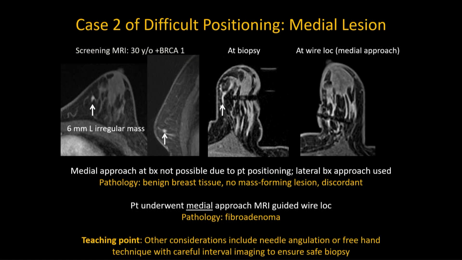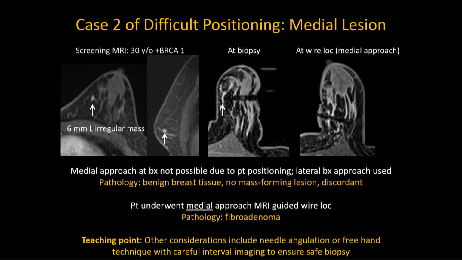Here's another example of a difficult medial lesion, and so the medial approach was not possible in this patient. She has a 6-millimeter left breast irregular mass on her screening MRI. She's a 30-year-old with a BRCA1 mutation. At the time of biopsy, we took a lateral approach and got benign breast tissue, non-mass-forming lesion.